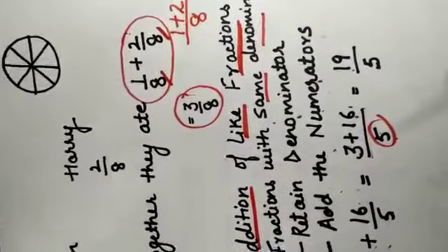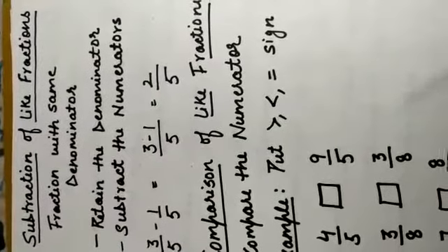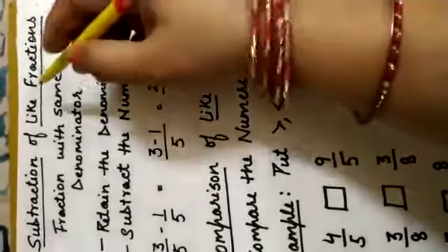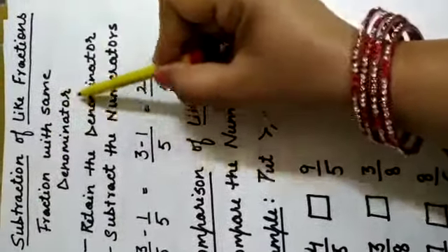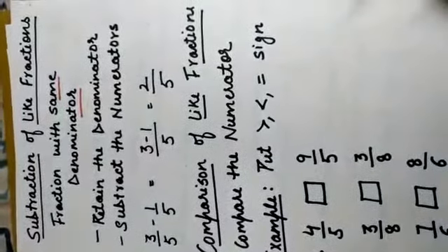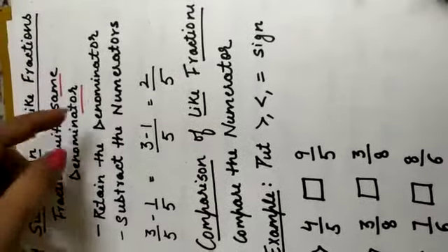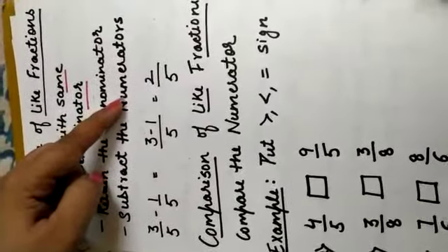Now next, subtraction of like fractions. Now again, like fractions means fractions with same denominator are like fractions. Right? Again the same steps. Retain the denominator, subtract the numerator.